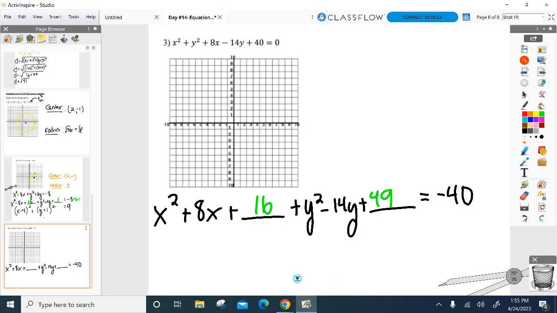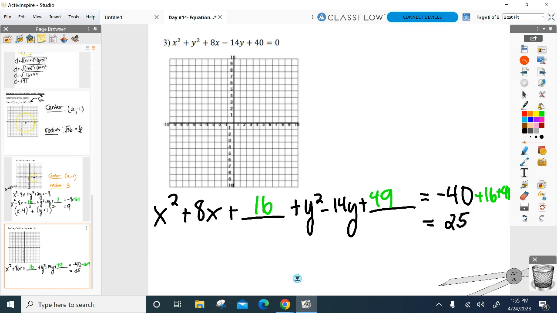Again, common mistake is forgetting to keep it balanced. If you don't keep it balanced, what the heck are you doing with a negative 40 over here? You're going to take the square root of that? I don't think so. Plus 16 plus 49. What do we get over here? 25? Oh, that's another nice one.